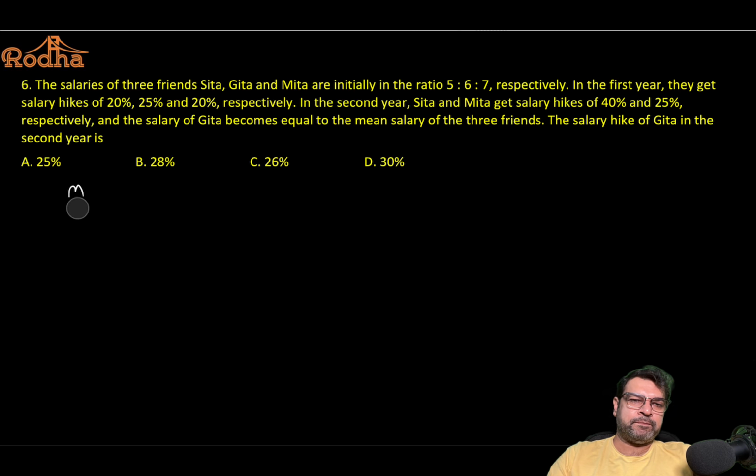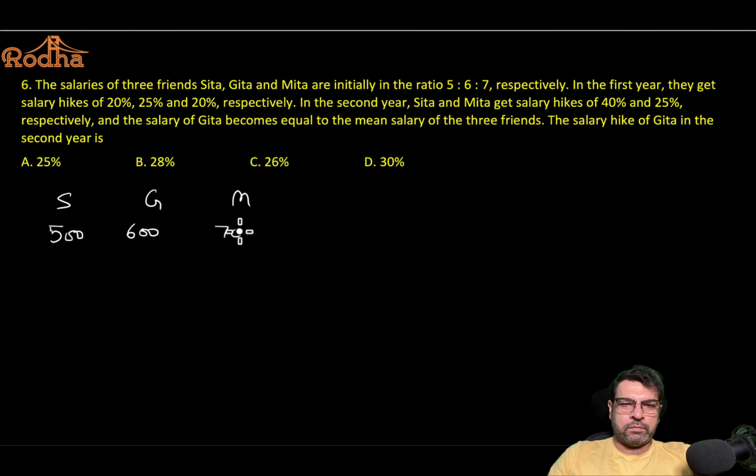SGNM. Sita, Geeta, Ram, Shyam. Let's assume 500, 600, 700 for the sake of calculation. First year they got a hike of 20%, 25%, 20%.